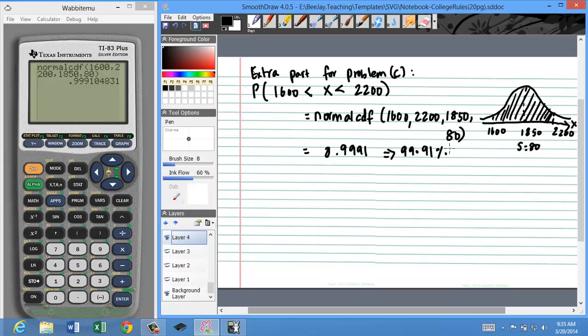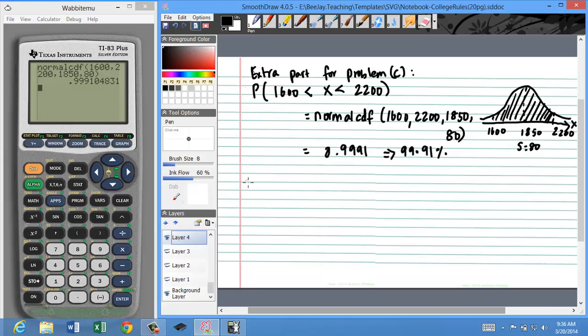So this would mean 99.91%. If we want to be very, very sure that an adult male would be able to maintain his weight, then this particular male, or any male, based on the statement that was provided to us, should be eating somewhere between 1600 and 2200 calories. Now we are about 99.91% confident that he can maintain his adult weight if he eats between 1600 and 2200 calories.